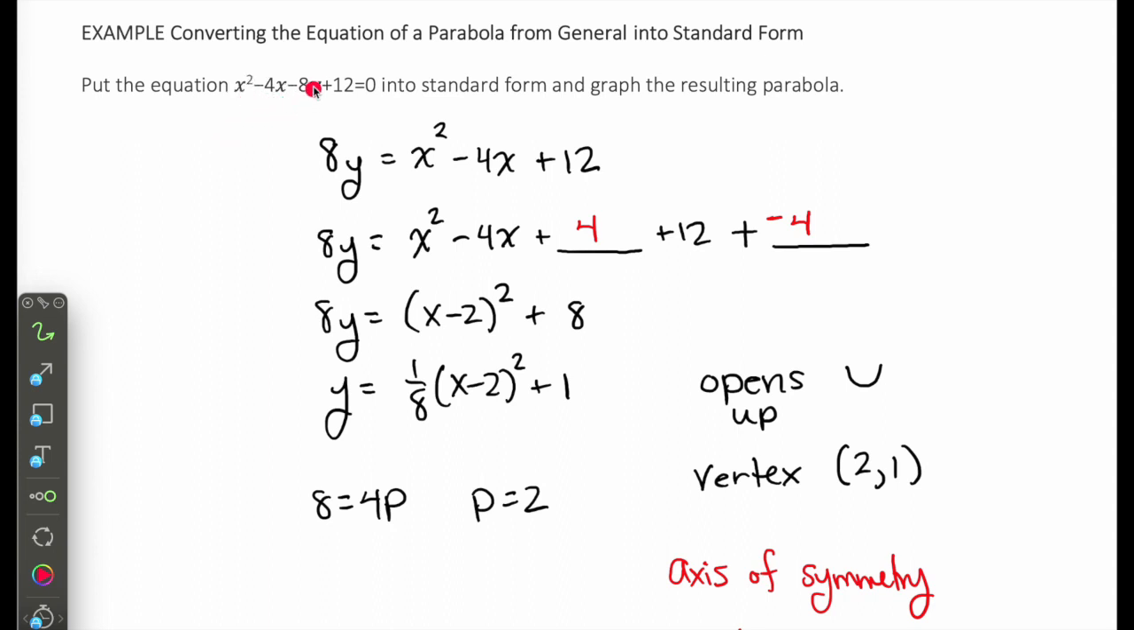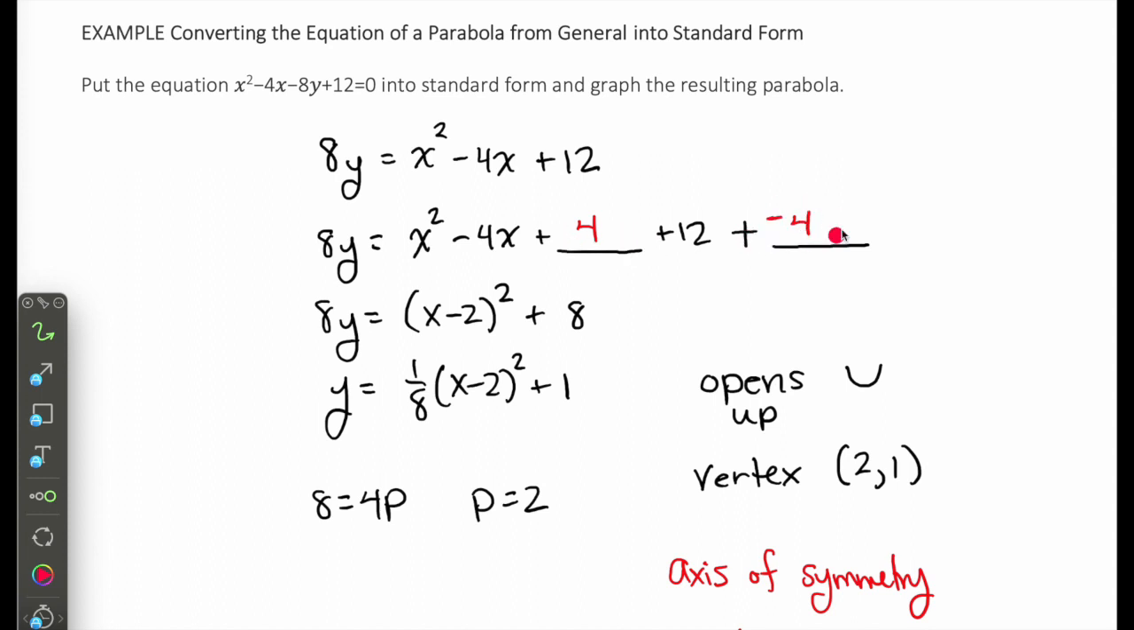So what I'm going to do is isolate my y term and move everything else to the other side. And then I'm going to try to complete the square with this part here. So I'm going to push the 12 off to the side here because I want to take this x squared minus 4x and use that to complete the square. And whatever I put in my blank here to complete my square, since I'm on the same side of the equal sign, I need to make sure it stays balanced. So I'm going to add in a negative 4 over here.